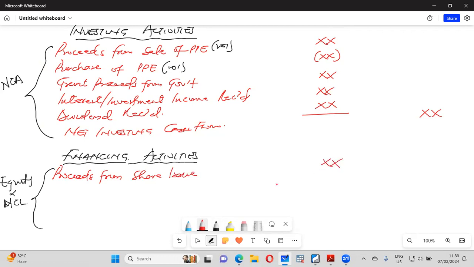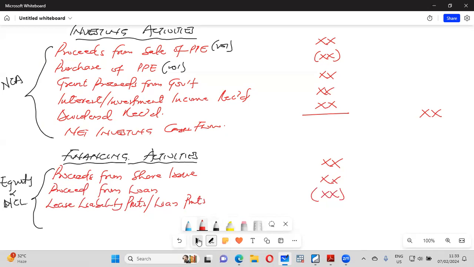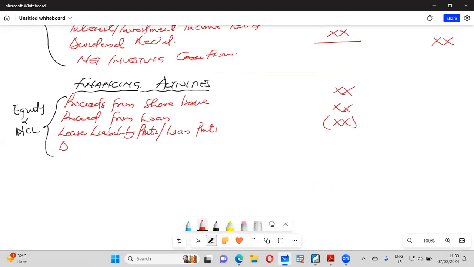Then what else can you bring? Any proceeds from loan. If you take a loan, they give you cash. Then all your payments, like lease liability payments or loan payments, all those payments are a cash outflow. Dividend payment also is an outflow. Later on, I'm going to show you a workings, and these liability payments may come from your workings too. And dividend payment will be coming from your workings 4.